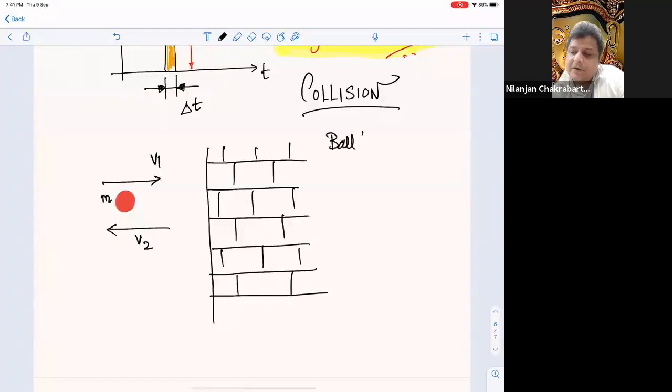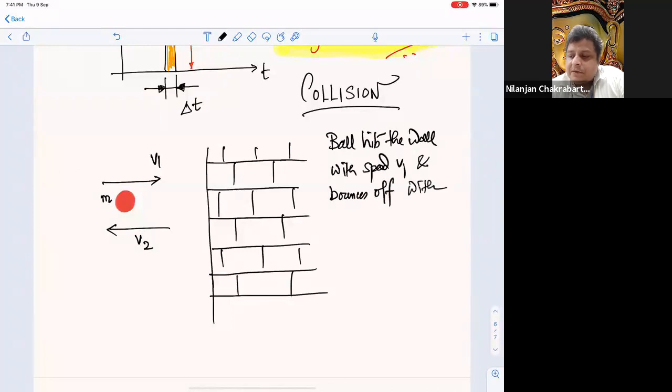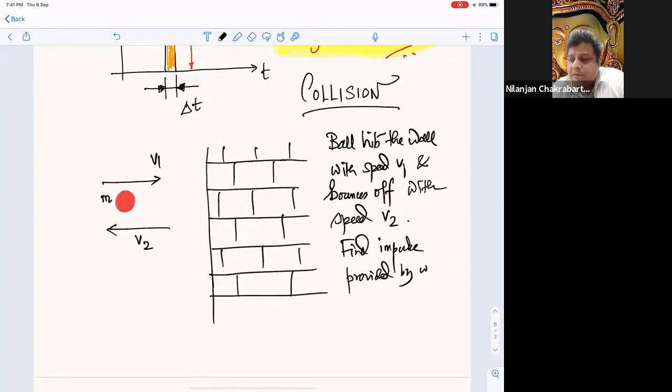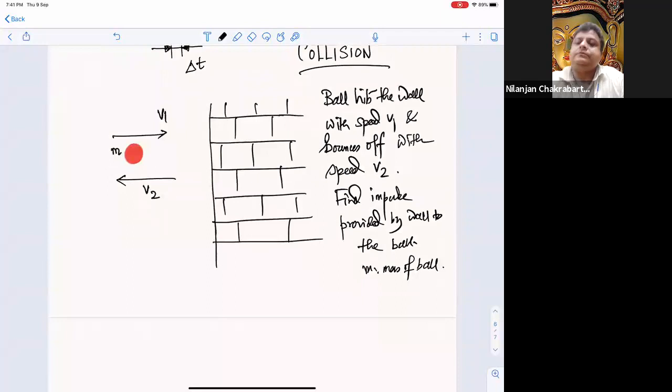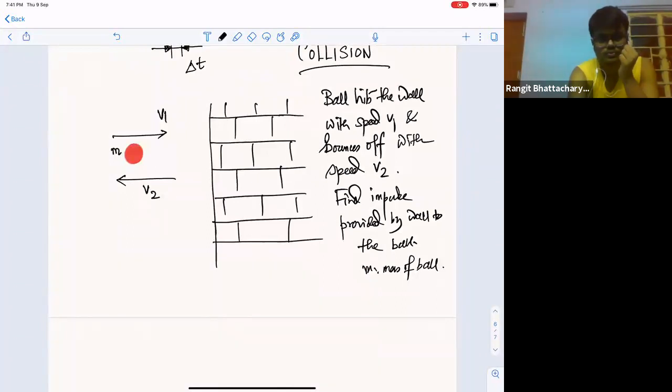The ball hits the wall with speed v1 and bounces off with speed v2. Find the impulse provided by the wall to the ball. M is the mass of the ball. Sir, mv1 plus mv2.